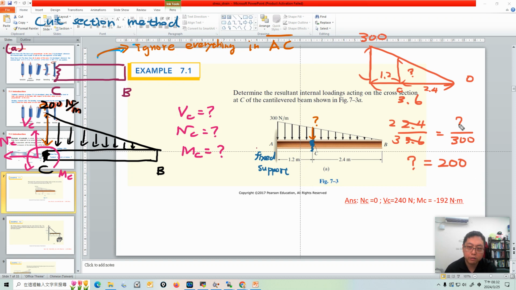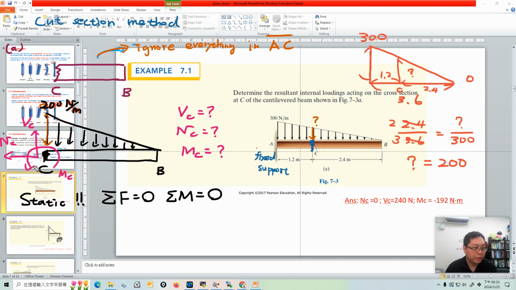Don't forget, in this course everything is statics. What does statics mean? Total force equals 0 and total moment equals 0. It's static, which means you reach rigid body equilibrium, so the resultant force is 0 and the resultant moment is 0. So we have to use rigid body equilibrium to find VC, NC, and MC.